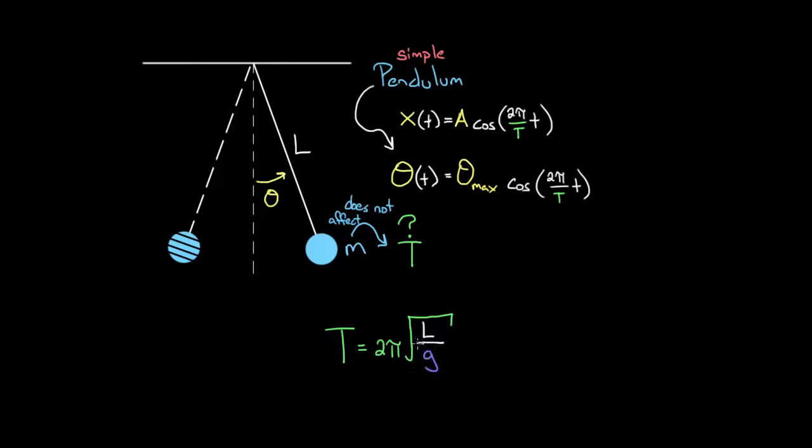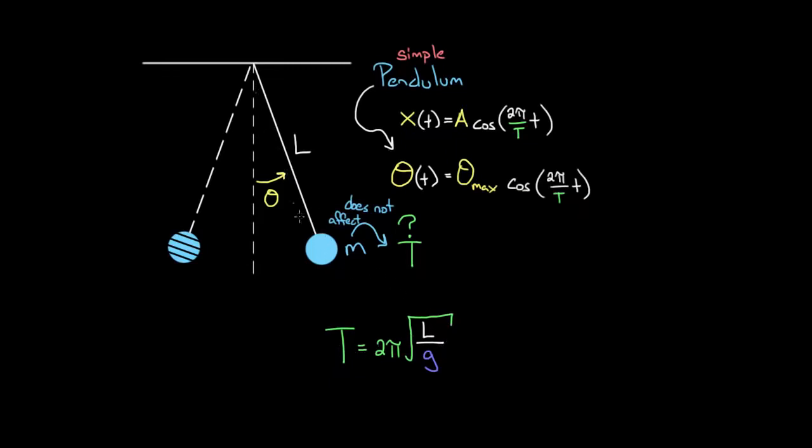So why is this the formula? Well, the 2 pi is just a constant. You get a square root. L is on top. That means if you increase the length of this string, you're going to get a greater period. So increasing the length should increase the period. Why is that? Well, think about this.